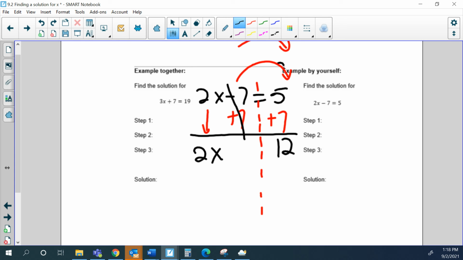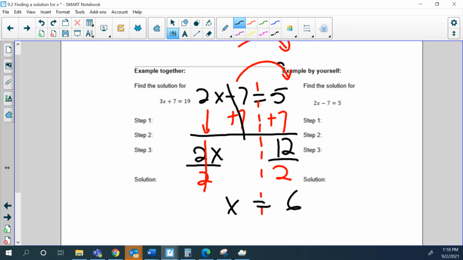To undo that multiplication, I'm going to divide by 2 and divide by 2 here. Again, I must do the same thing on both sides. That goes away. That becomes 1. That leaves me with 1x, or just x, is equal to 12 divided by 2, which is 6.